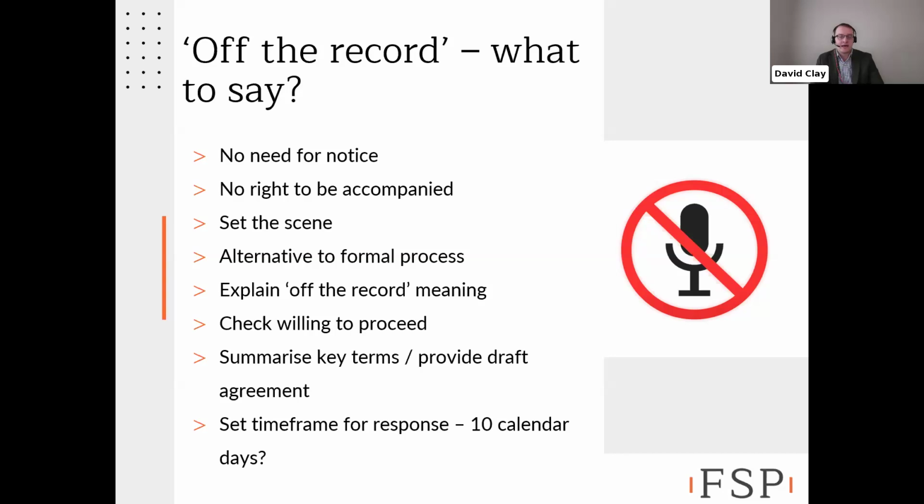But if they are willing to go ahead, then you can summarize the key terms, provide a draft agreement, and set a time frame for response. ACAS suggests giving somebody 10 calendar days, but you can ask for at least an indication in principle of whether someone's interested in an agreement more quickly than that.